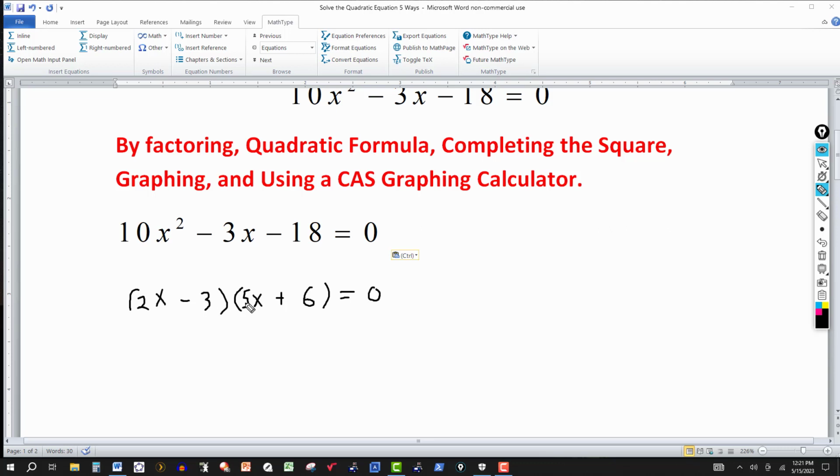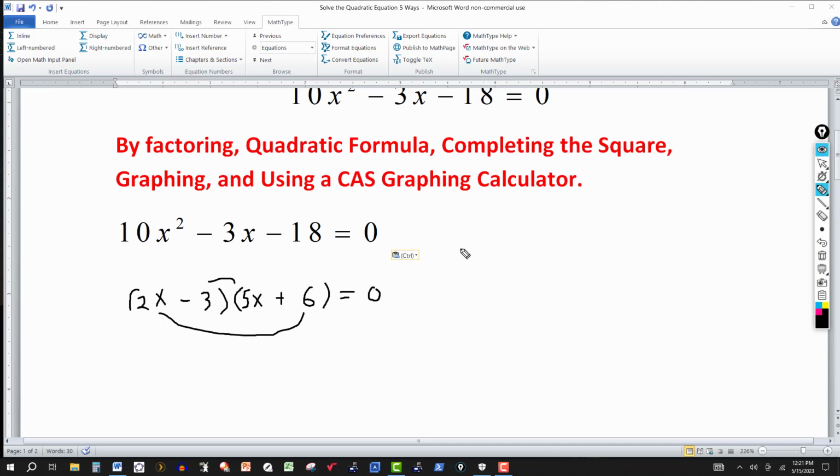So let's check it out. 5x times 2x is 10x squared. 6 times negative 3 is negative 18. So we multiply these out. That's minus 15x. And then multiply these out. That's 12x. Add them up. And that does give me the minus 3x.